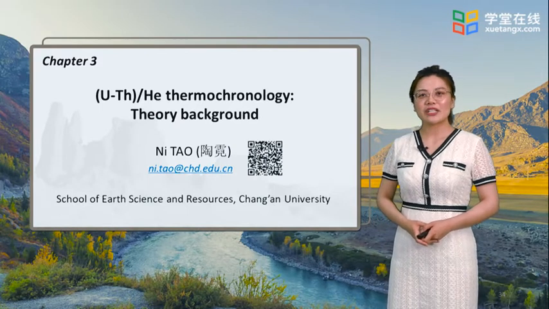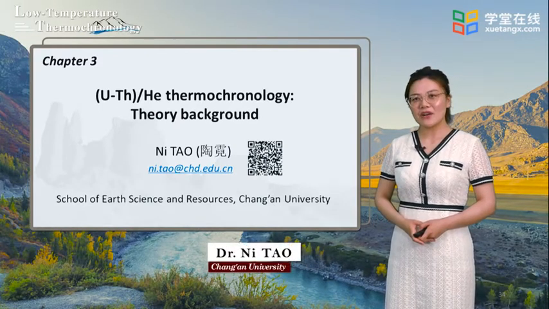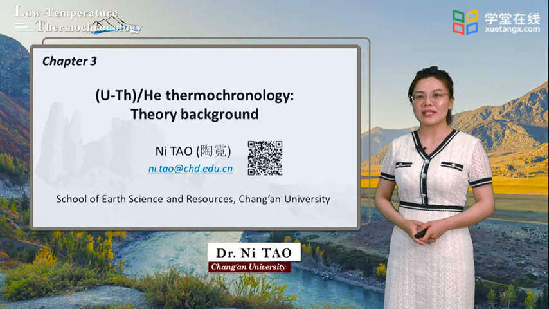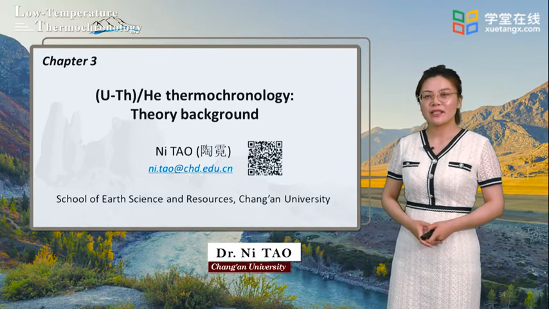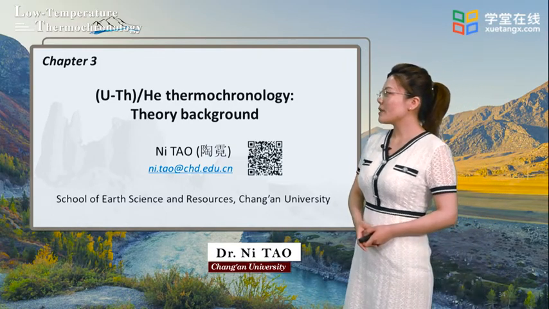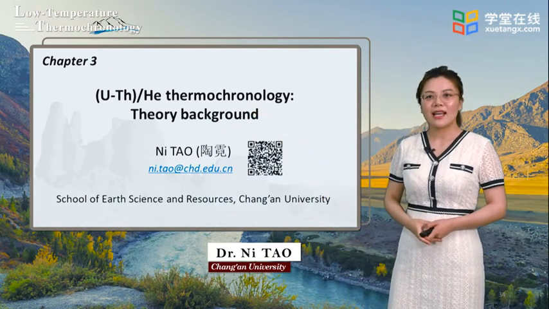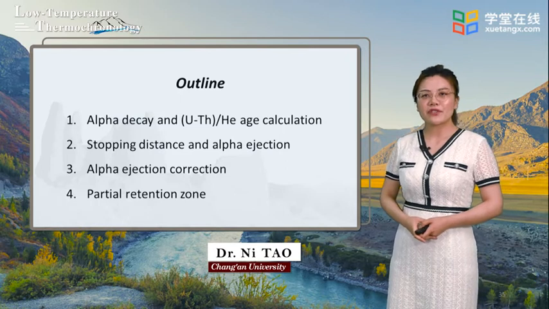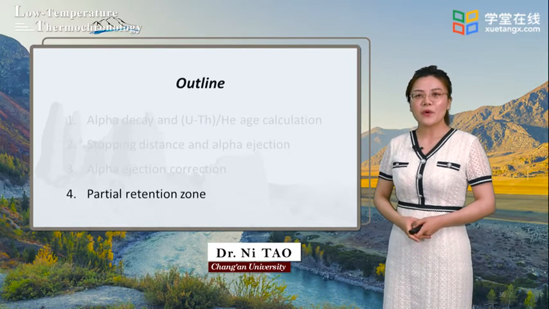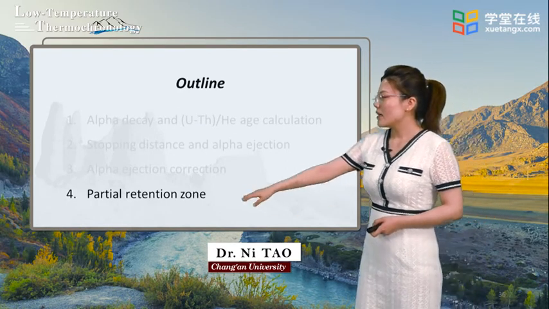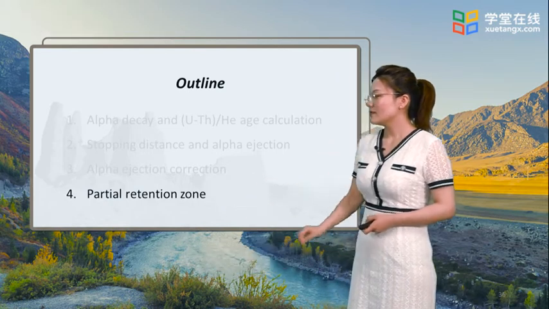Today, we'll be learning Chapter 3. I'm Nitao from the School of Earth Science and Resources, Chang'an University. Chapter 3 covers the uranium, thorium, helium thermochronology theory background, and we'll be going through Section 4. Section 4 is about the partial retention zone.